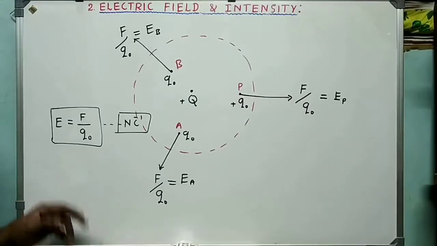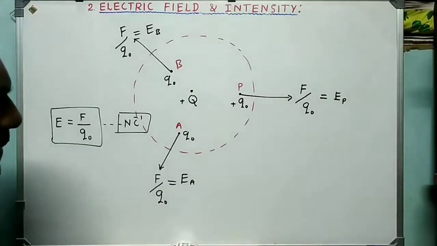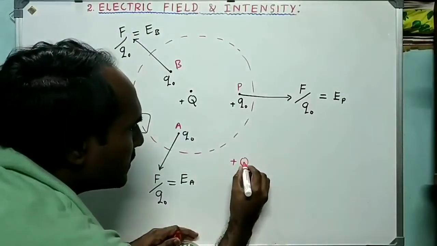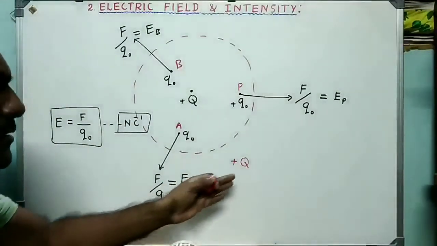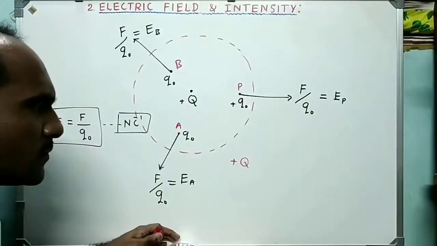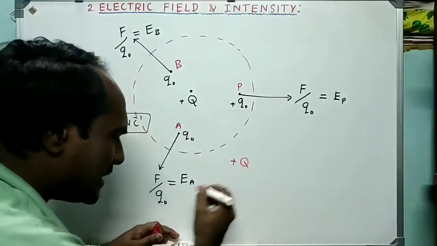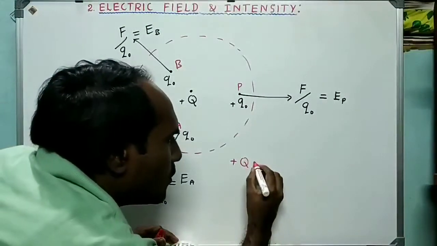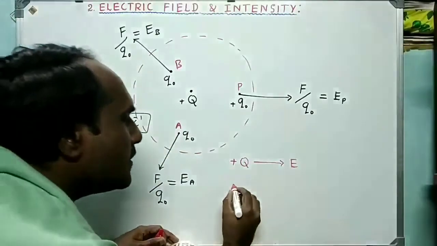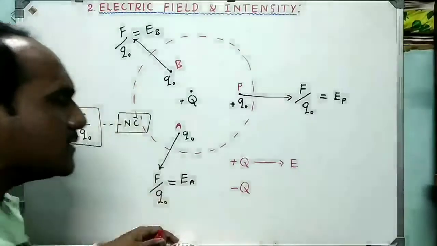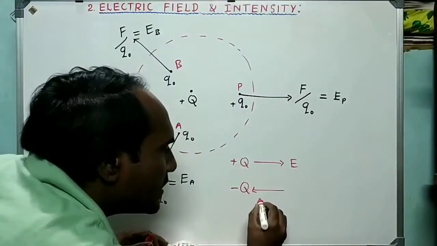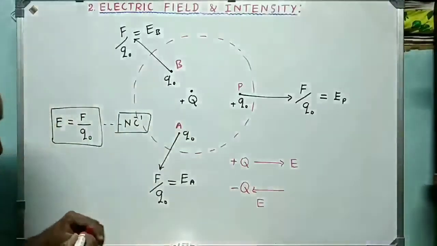I will say one more important point. This is a test charge, I mean a point charge or isolated charge or source charge. It is a positive charge. The direction of electric intensity is always away from the positive charge. And here it is a negative source charge, and the direction of electric intensity is always towards the negative charge. Keep in mind. Why is it so?